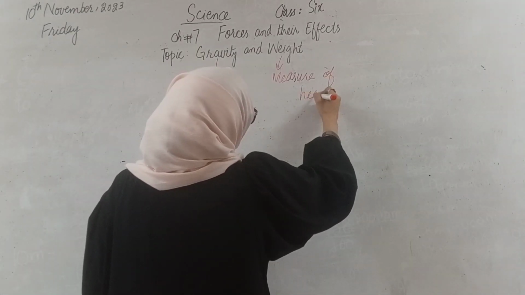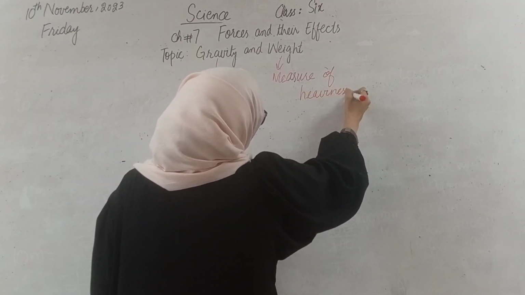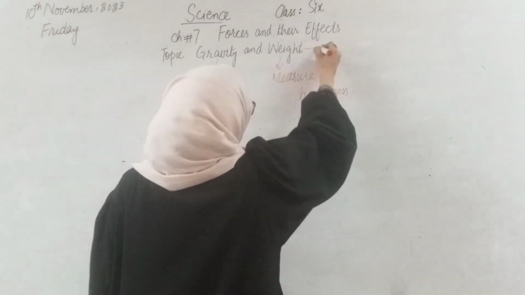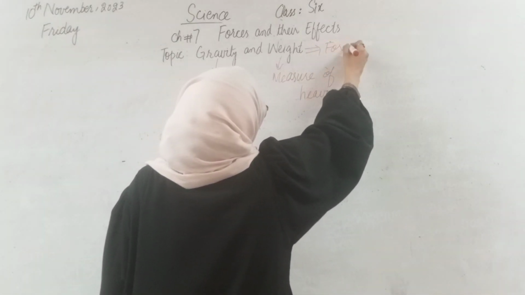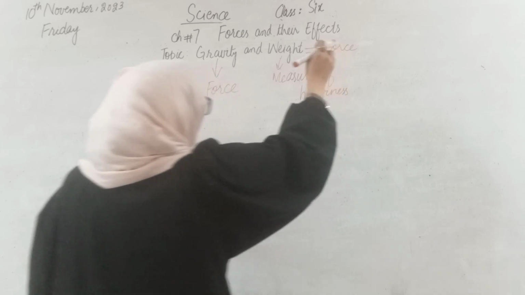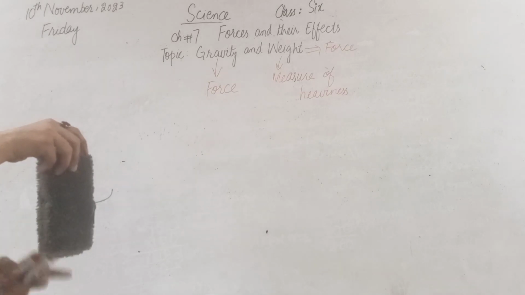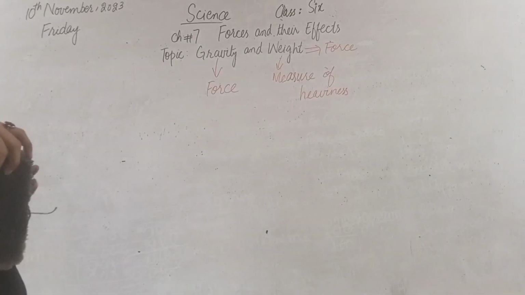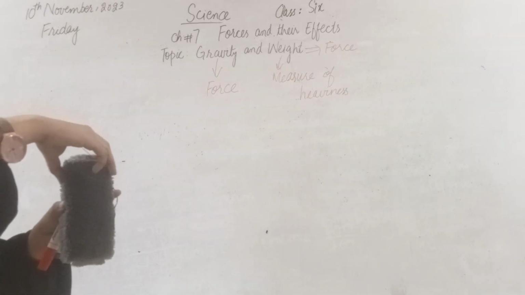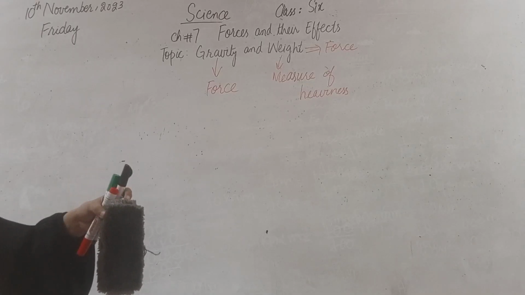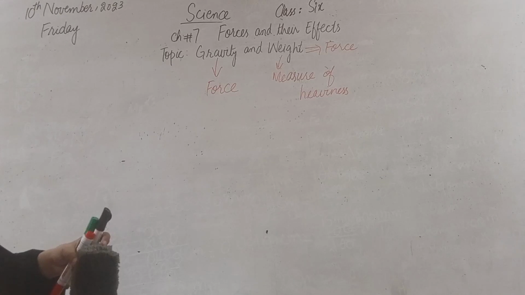Weight is a measure of heaviness of something, and it is also a force. It is also a force by which things move towards the downward direction with the help of gravity. Here is the duster. The duster has a weight, and by the heaviness I can observe that it has that extent of weight.